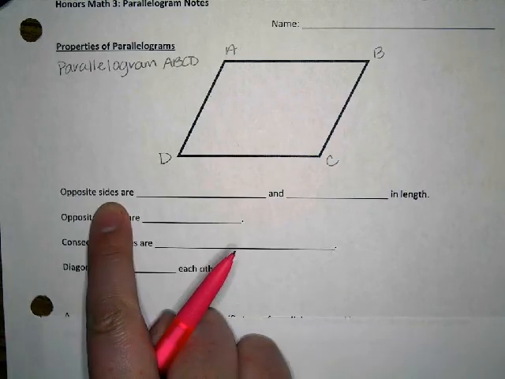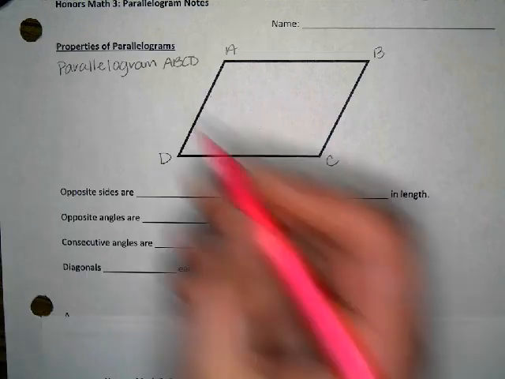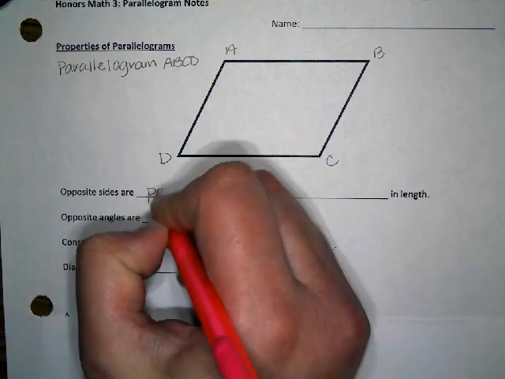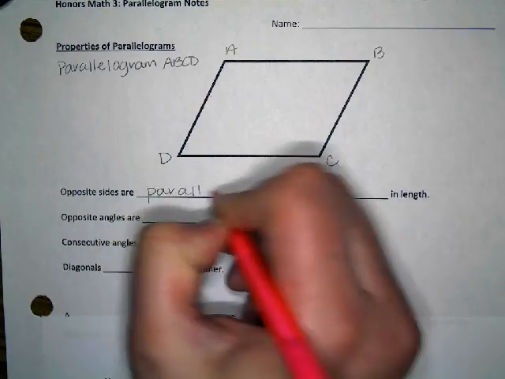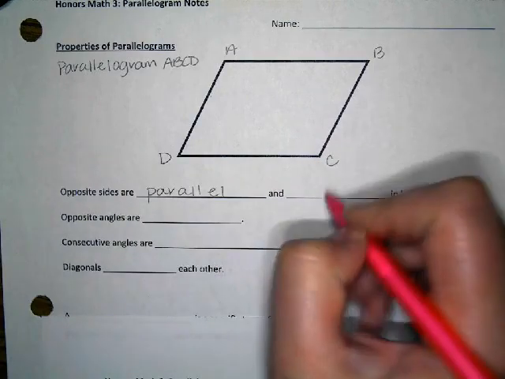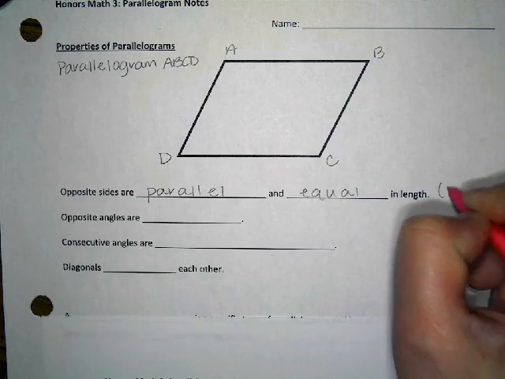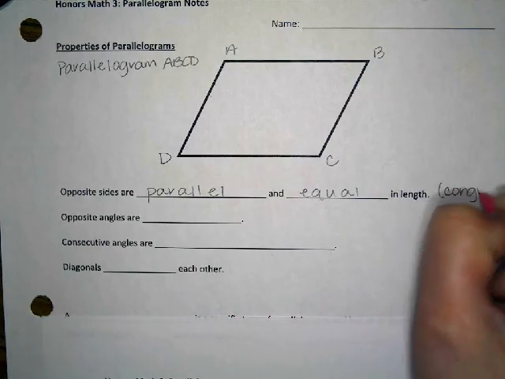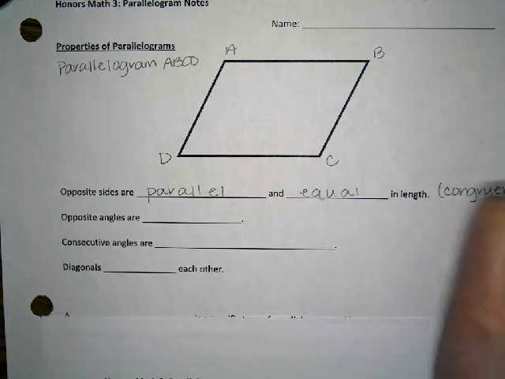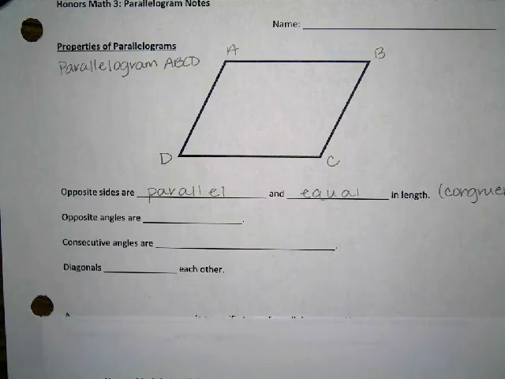All right, so what we know about parallelograms is that the opposite sides are parallel, and they are equal in length. Equal in length means congruent. They're parallel and they are equal in length. That means that they are congruent.